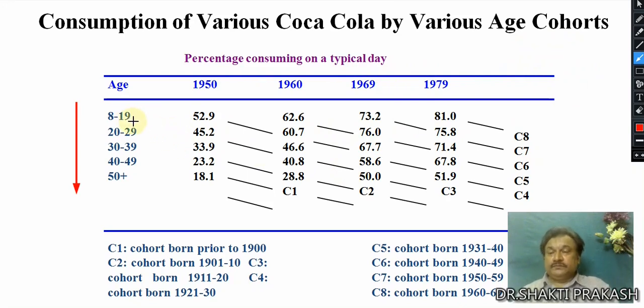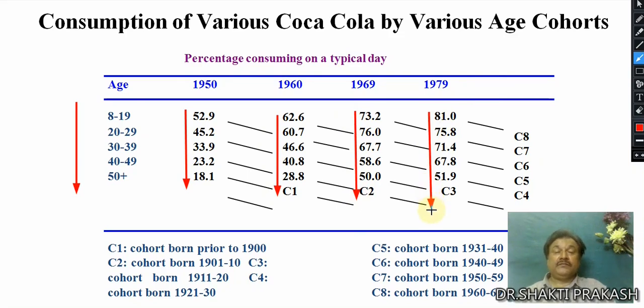We'll see 8 to 19 years age. In 1950 it was 51 rupees. Then we'll see here it was decreasing every year. It was decreasing in every consequent year, in this way. It is an important thing which you should understand. And here also in 1979 it is decreasing in the same way.